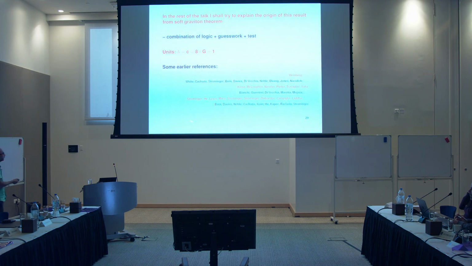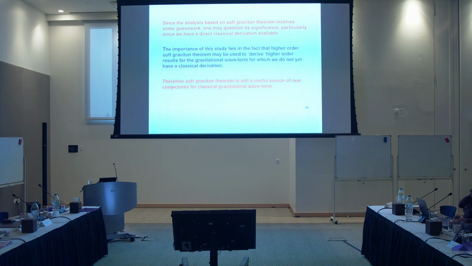And here are various earlier references on the soft graviton theorem. But before I describe the derivation, or the so called derivation, based on soft graviton theorem, let me give a motivation for why we want to do this. Because after all, I have already said that the analysis based on soft graviton theorem will involve some guesswork. But given that we already have a direct classical derivation, you may ask why should we now go back to study soft graviton theorem. Maybe historically this is how it was derived first, but now that we have a classical derivation, why not just stick to the classical derivation?